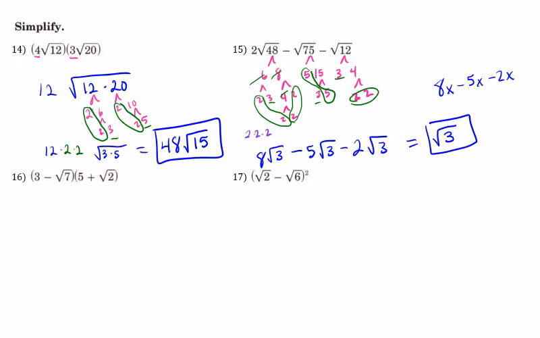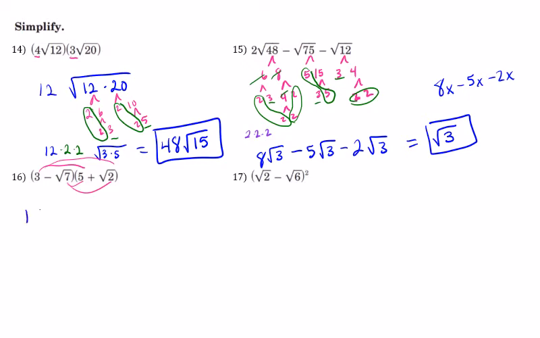All right, now number 16. So number 16, now we have these binomials with radicals, right? So we have kind of binomial radical expressions, and we're multiplying them. So we would just FOIL just like we would if these were variable expressions or whatever. Anytime we have a binomial times a binomial, we can use the FOIL method.